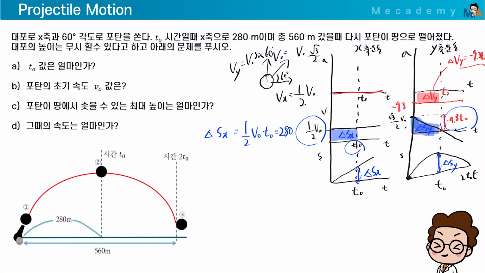This is the same as this height. Do you understand? This is equal to the height, right? Then it's negative 9.8 times t0. What should this value be equal to? Minus square root of 3 over 2 times v0, it should be equal to this amount of change. This delta Vy, do you understand? Then the t0 value will come out. How can t0 be expressed?